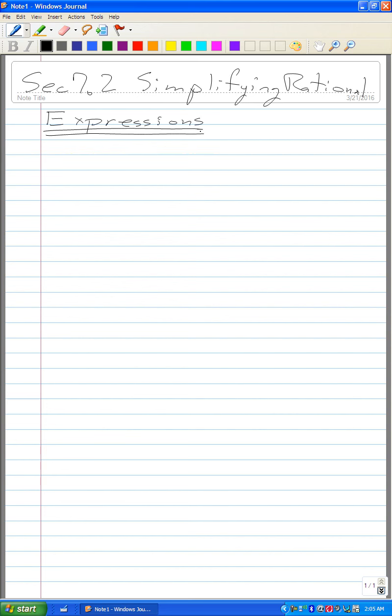Let's recall, let's say 15 over 50. If I have that as a fraction, well, I can divide both the numerator and denominator by 5 and rewrite this rational number as an equivalent rational number, 3 over 10. We can do the exact same thing with rational expressions.